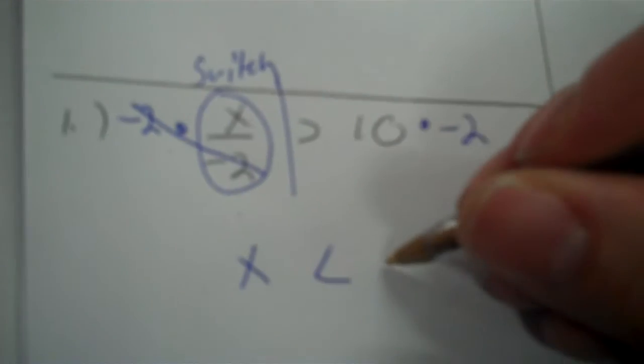Because when I'm timesing, I'm multiplying each side by a negative number. Times negative 2 gets rid of the divide by negative 2, and I have x. 10 times negative 2 is negative 20. Circle, don't fill it, it eats a number, so that's this way.